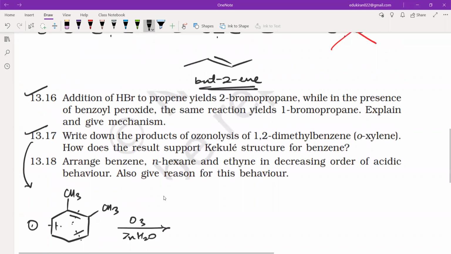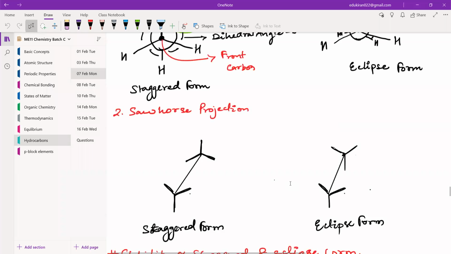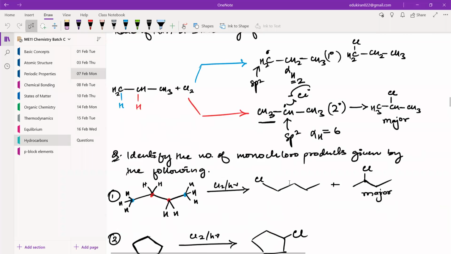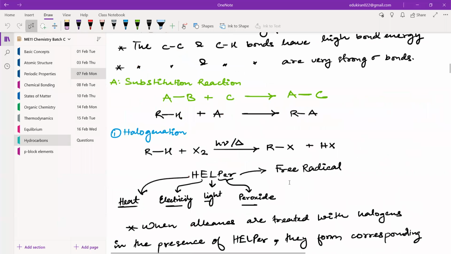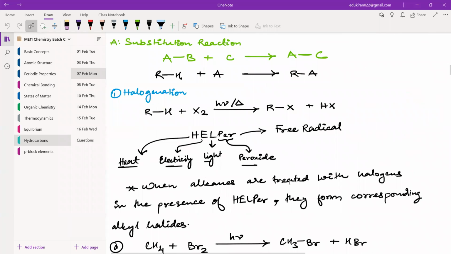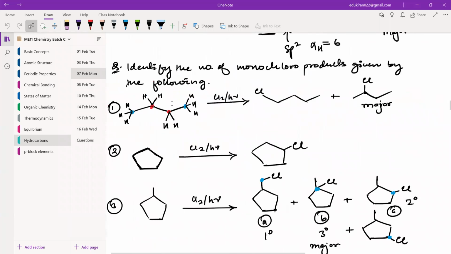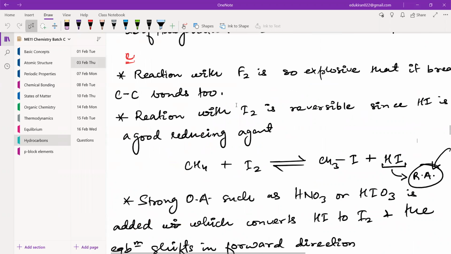For the 16th one, see, we have done this already. We have done this in these two methods. Halogenation of alkanes. No, hydrohalogenation of alkanes, where did it go? Hydrohalogenation or controlled oxidation.